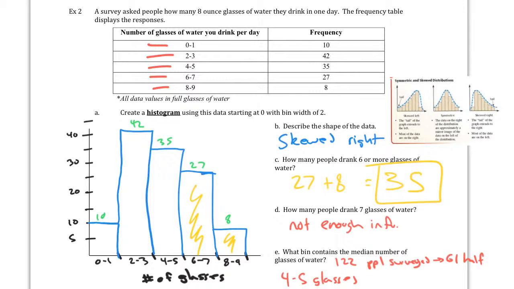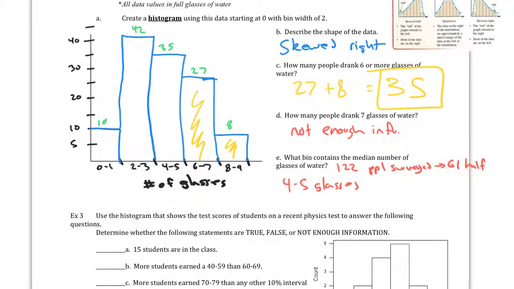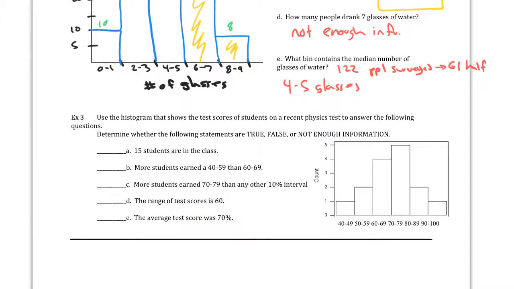Okay, that was our first histogram problem there. Let's do example 3 here at the bottom. Use the histogram that shows the test scores on a recent physics test. True, false, or not enough information.